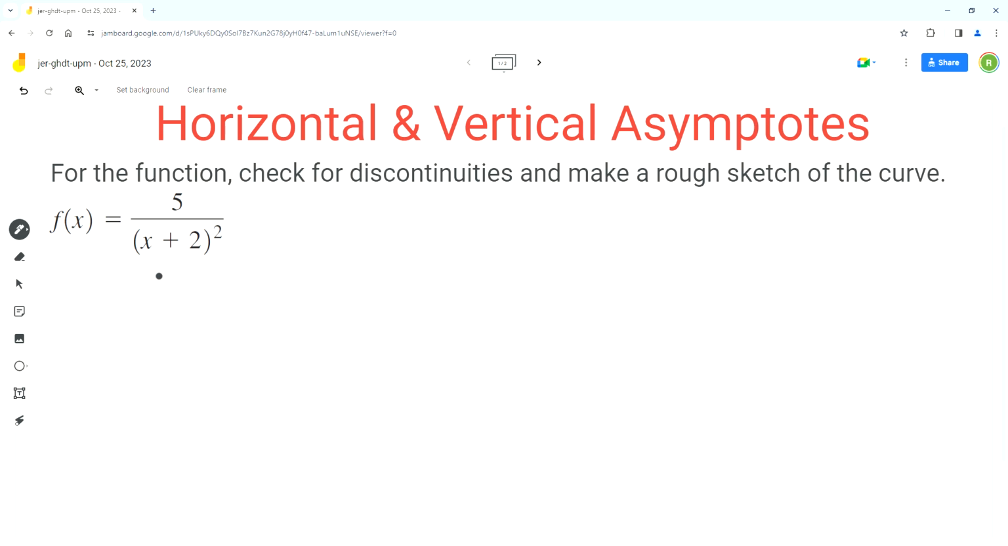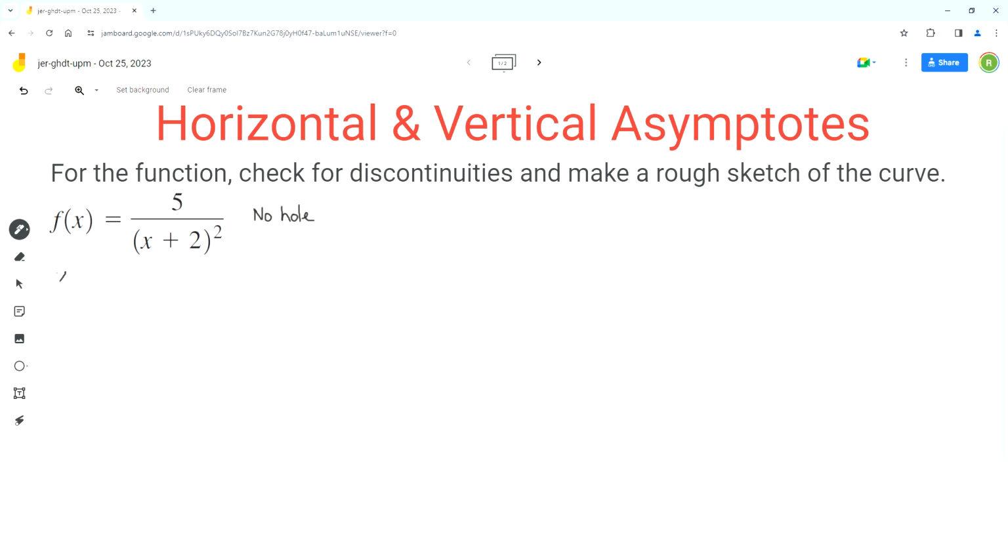Now in this rational function, there is no factor that's common to the numerator and the denominator. So that means this rational function has no hole. So that's our first conclusion. Now we can check for vertical asymptotes by setting the denominator expression equal to 0.